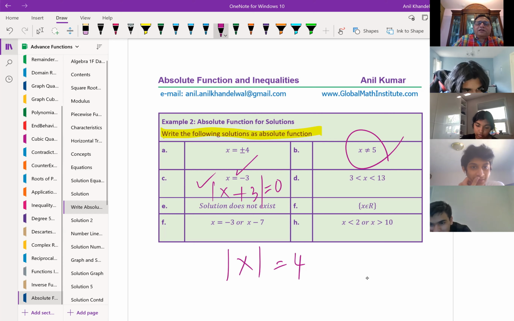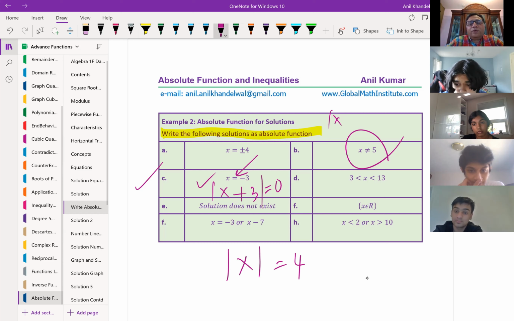We have a similar example here. Yes, please. I'm not sure, but is it absolute value of X equals -5? No, then the answer will be no answer, right? Okay. Hint. Example C is your hint. We have equation equal to -3. We got the answer. Now here we have not equal to 5. So what will I do?